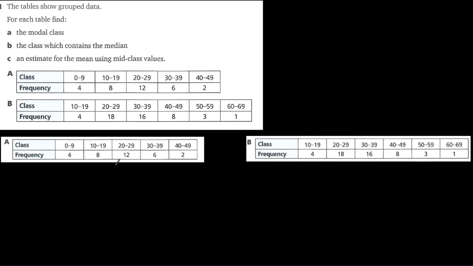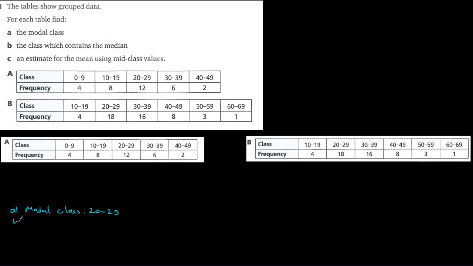It is continuing. So the modal class, for A1, I'm going to give space because I'm going to write the others here. For the modal class, we are going to take the class which occurs most. So for the modal class, 20 to 29 I'm going to write, because it occurs between 20 and 29 mostly. So that's going to be the modal class.